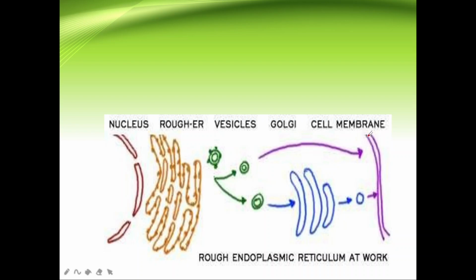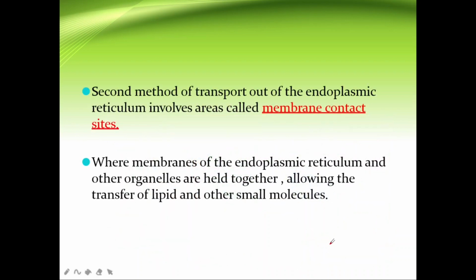This is the cell membrane. This is the membrane of the Golgi apparatus. This is the Golgi apparatus and this is the cell membrane. So, the transportation takes place. This is the Golgi apparatus where all these proteins are stored, and at the time of requirement the proteins are transported again from the Golgi apparatus to the cell membrane. So, this is all about endoplasmic reticulum.